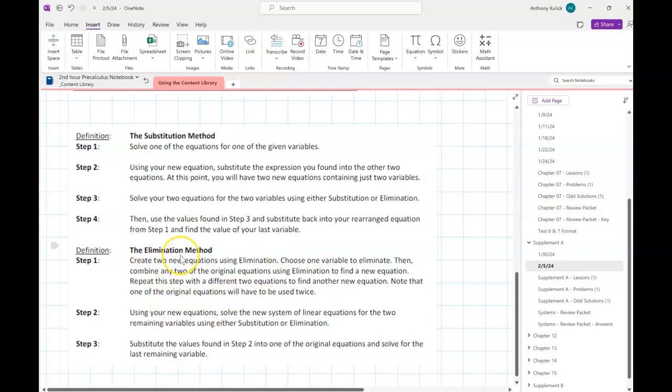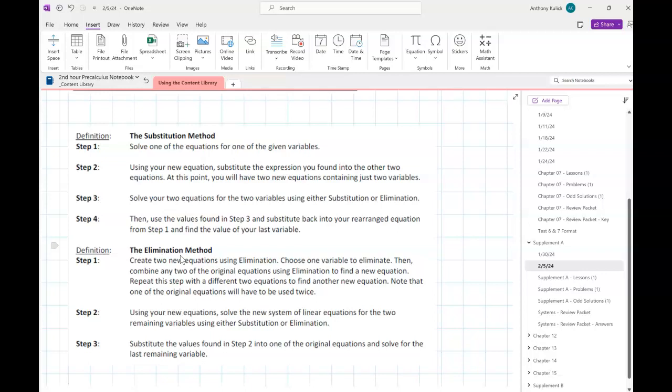Elimination, kind of the same idea. We're going to start by choosing a variable to eliminate. So you'll add two equations together in such a way to eliminate that variable. And then you'll add two different equations together in a different way, possibly, to eliminate the same variable. The two resulting equations are a two-variable system, and you solve that the same way you would a two-variable system.